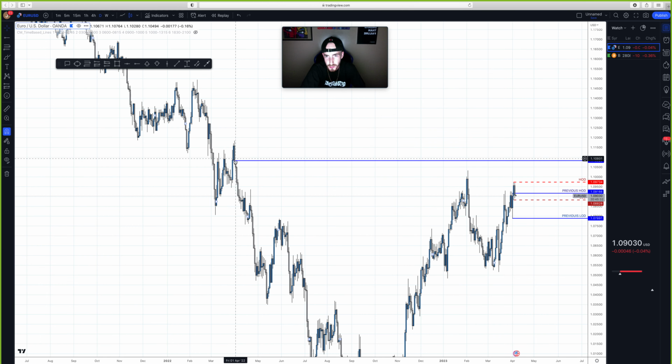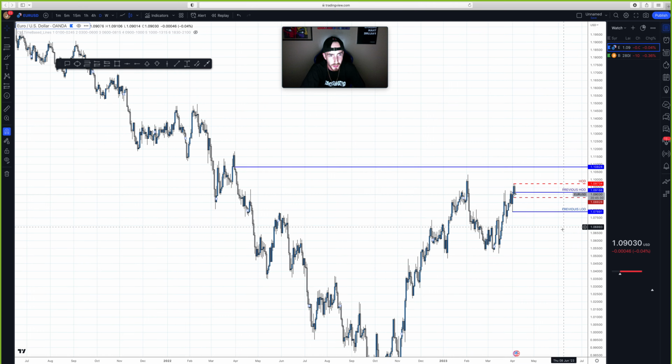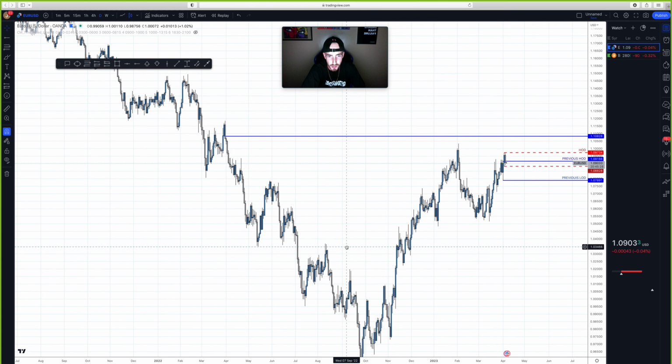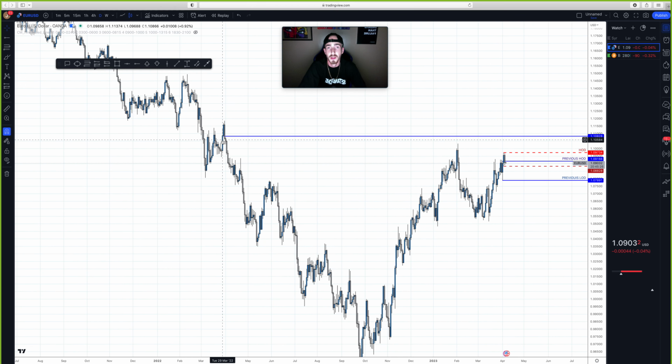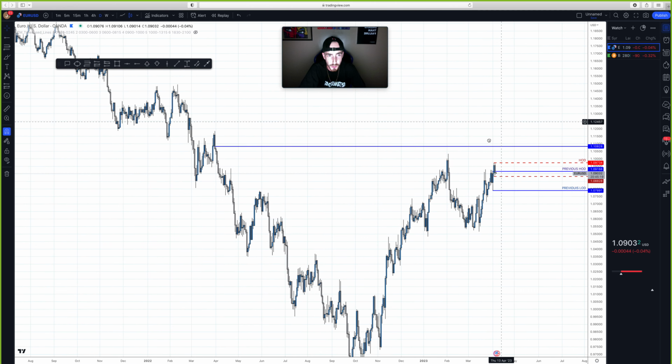Notice how we have this area of supply on the daily time frame right here. You can see that gave us this huge push to the downside, this previous contrary candle right here that has not been touched. So this is a very valid area of supply that we're more than likely going to see price pull back to in the next few days.